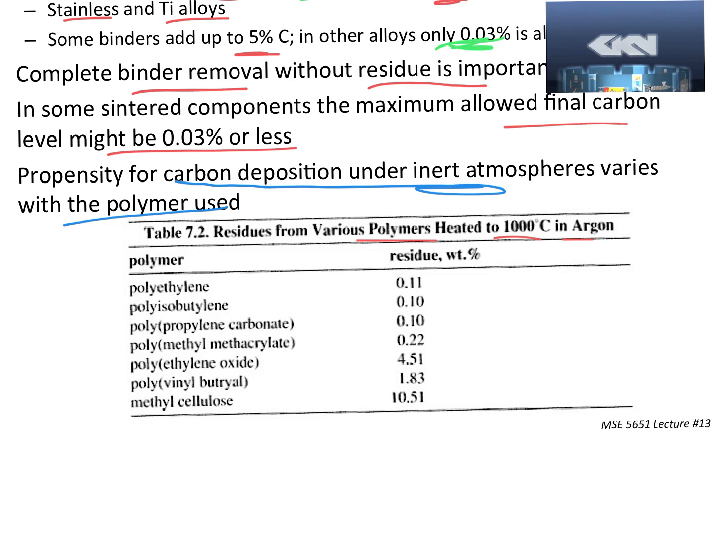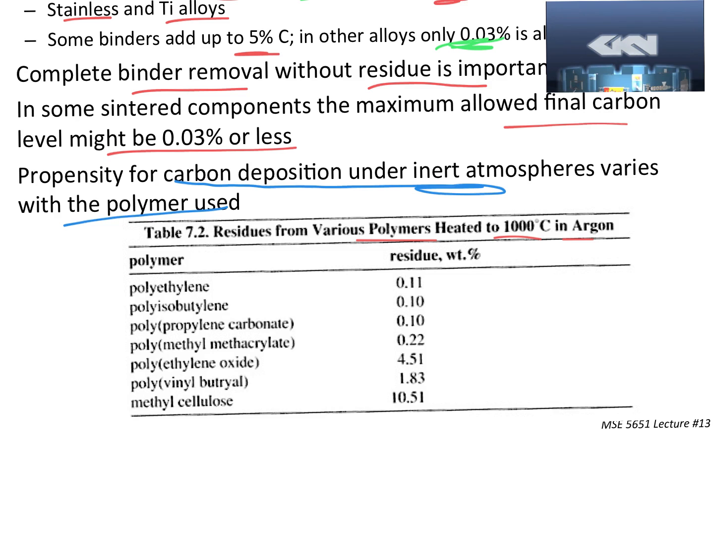What forms gives you solid carbon, and that's what you're looking at here in terms of this residue, is solid carbon. Polyethylene 0.11, polyisobutylene 0.10, polypropylene carbonate 0.10, polymethyl methacrylate 0.22, goes up a little bit. So that oxygen is making the amount of carbon left behind go up, which seems backwards. Polyethylene oxide, which is a really weird one.